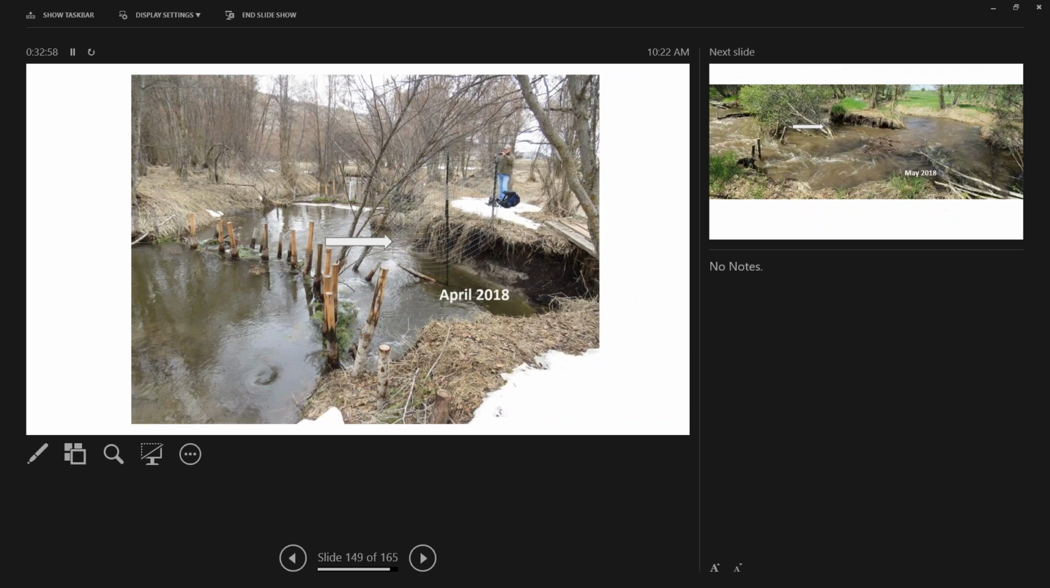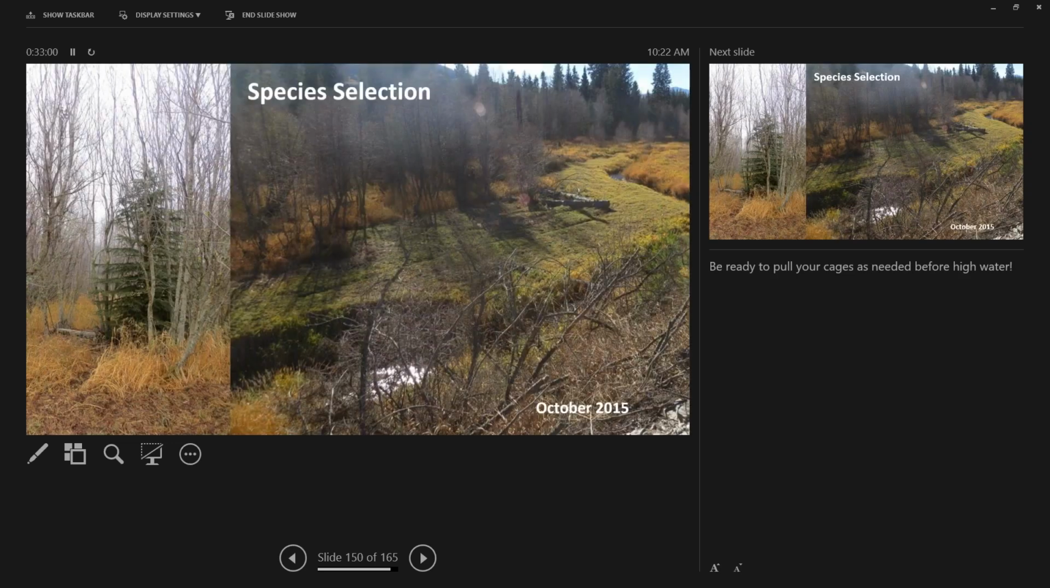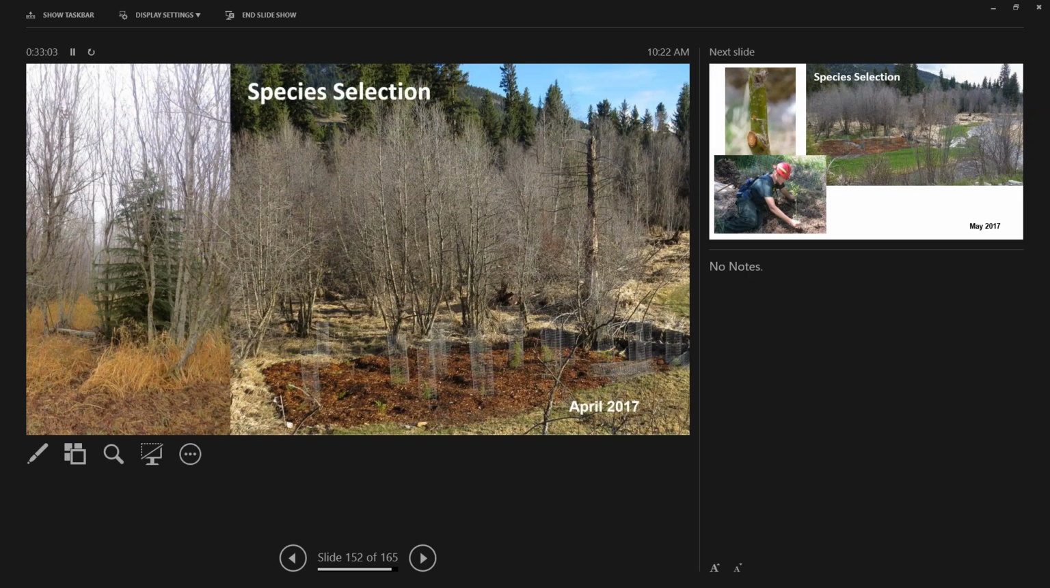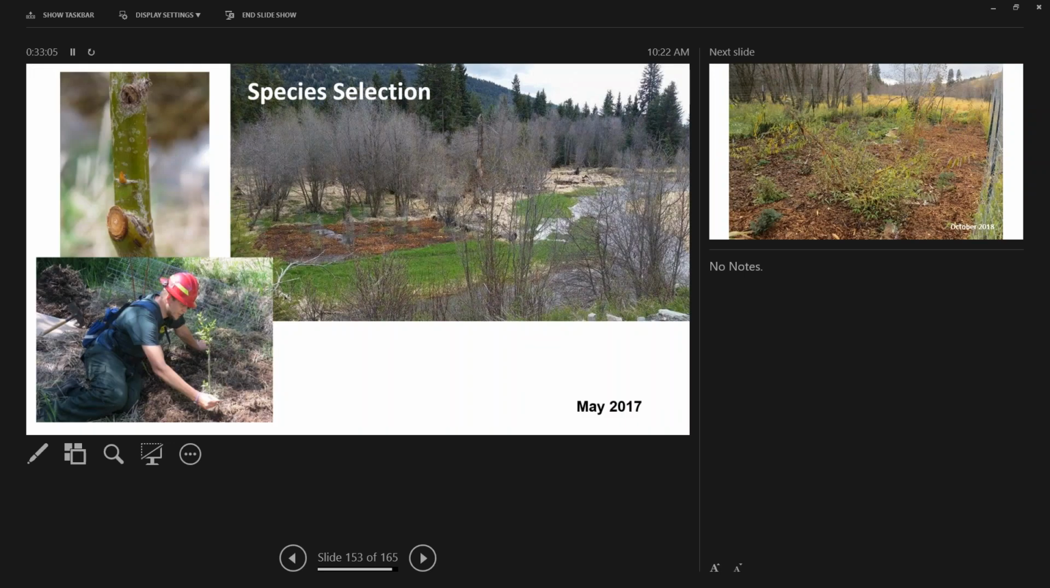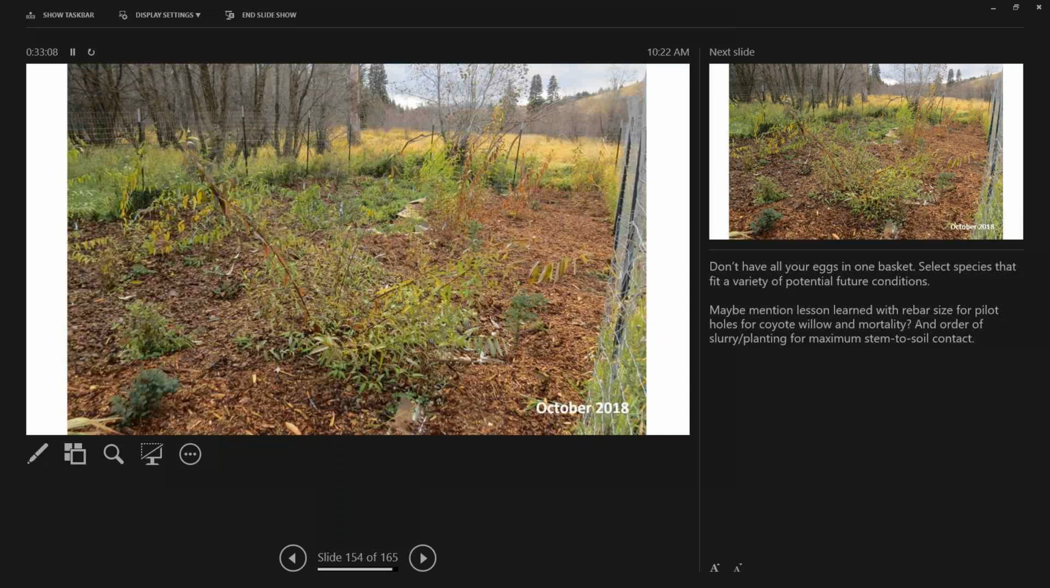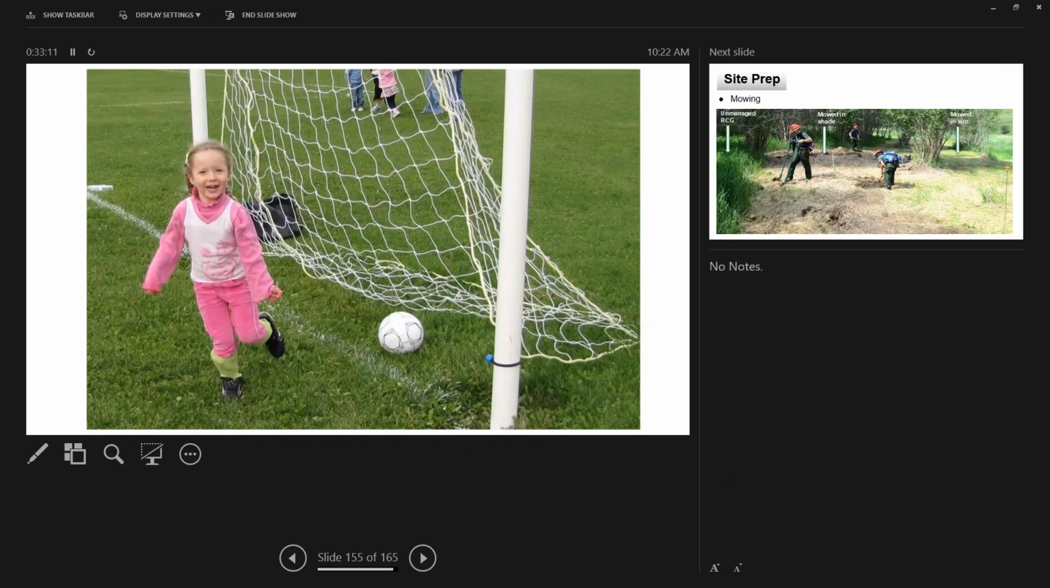I'll just flip through these in case there are any salient points I want to hit before we go. Species selection: just planting all different kinds of species because we don't know what the future conditions will be. That's worked really well for us. Yay, that worked great.